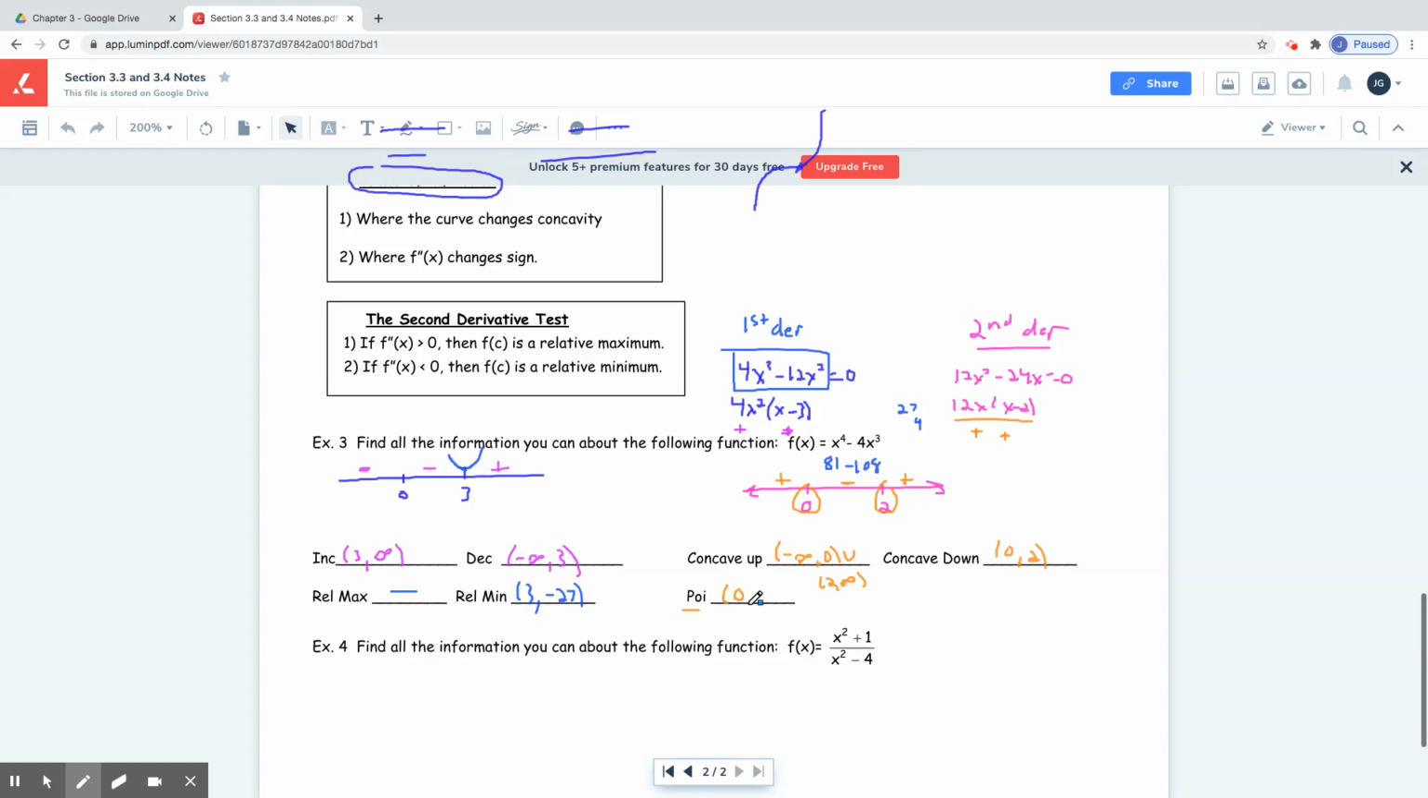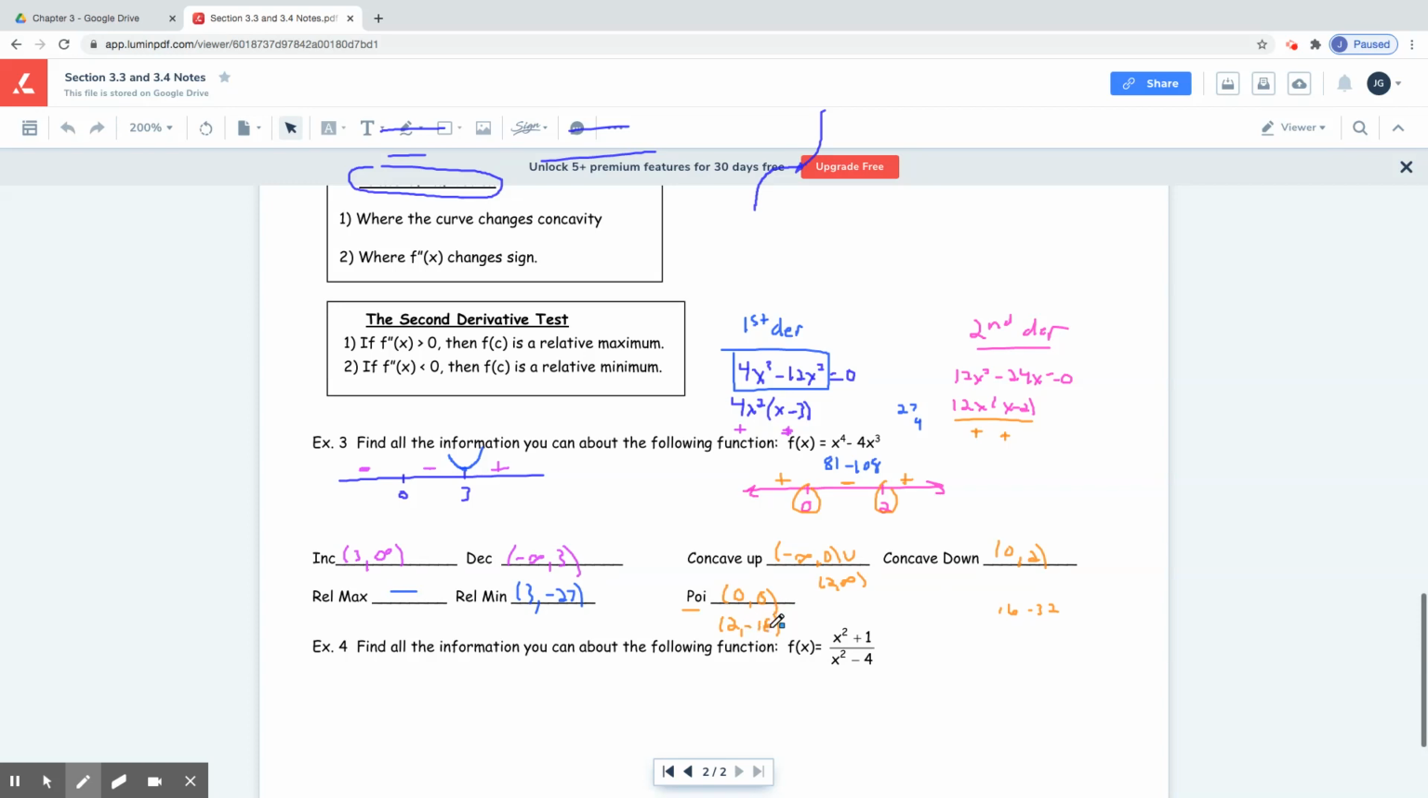So I got to plug in 0 and I got to plug in 2. And where am I plugging into? The original. If I plug 0 into the original, I get 0. If I plug in 2, I get, what is that? 16 minus 32, because 2 cubed is 8, 8 times 4 is 32, which is negative 16.